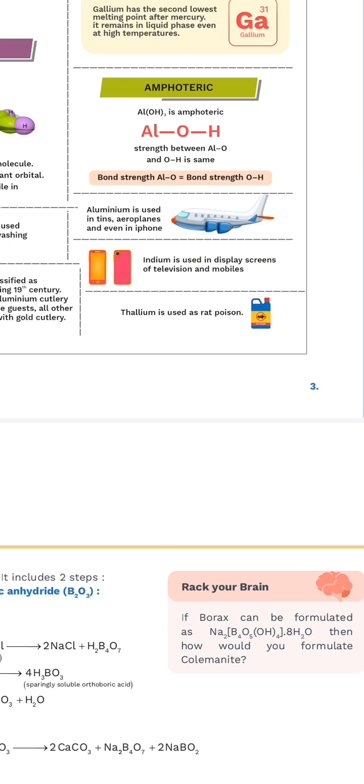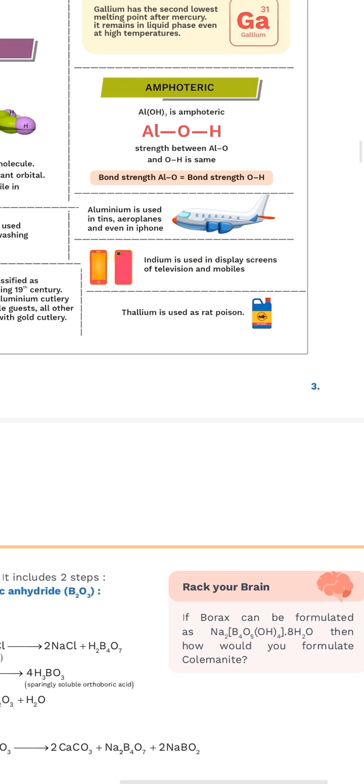Aluminium is used in tins, aeroplanes and even in iPhones. Indium is used in display screens of television and mobiles. Thallium is used as rat poison.